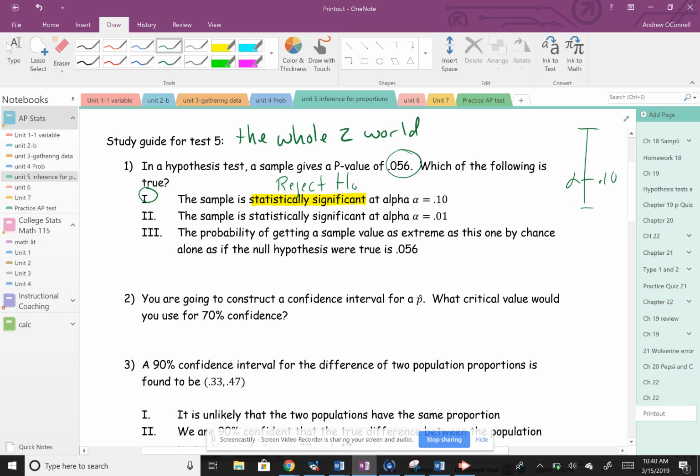The sample is statistically significant at alpha 1%. It would not be because our 5.6% here is more than your alpha of 1%. Three, the probability of getting a sample value as extreme as this one by chance alone, if the null hypothesis is true, is 5.6%. That is the p-value.